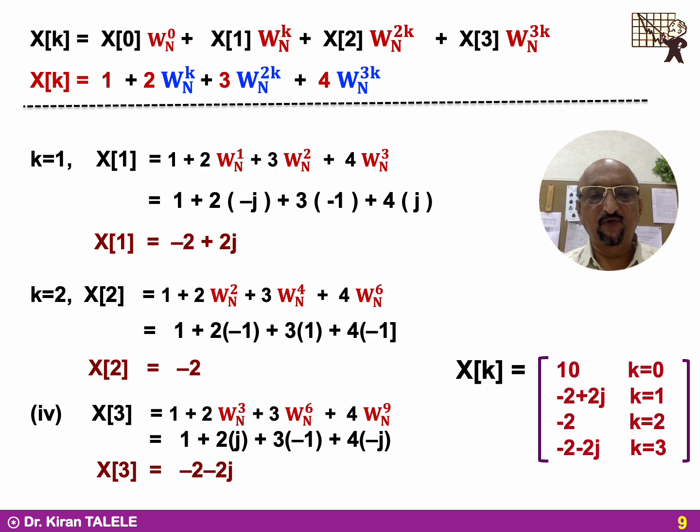So we have to calculate only 4 values, and these 4 values are 10, minus 2 plus 2j, minus 2, minus 2 minus 2j.